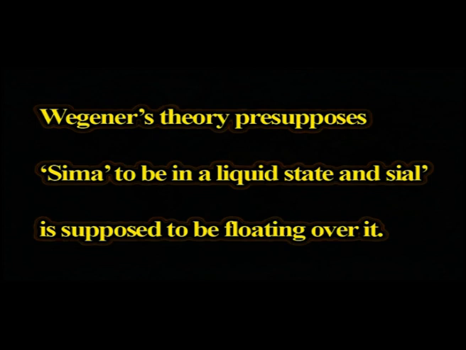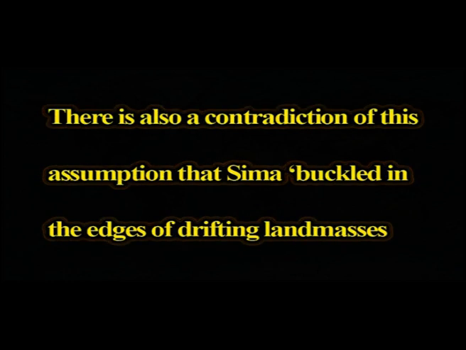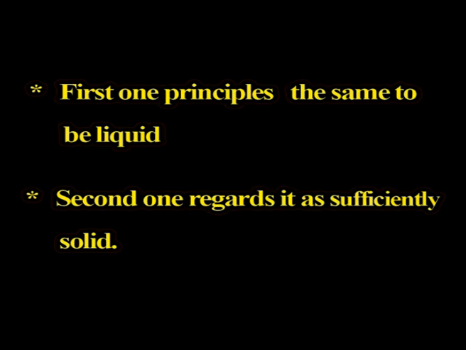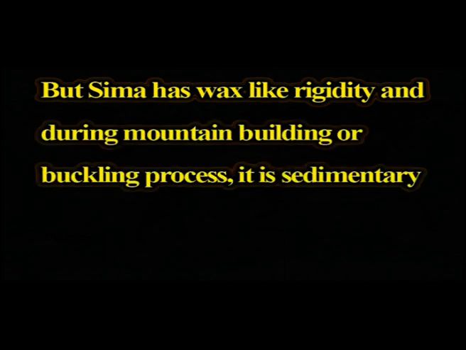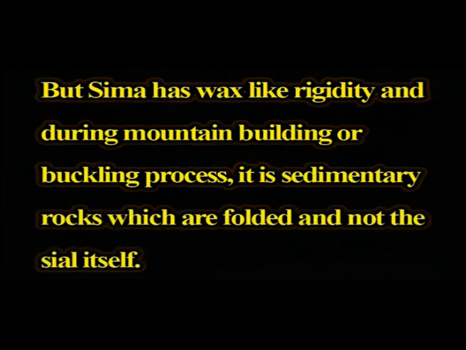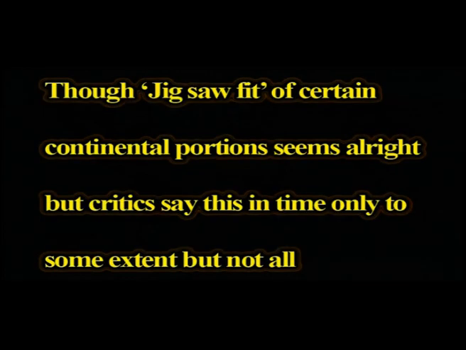The second argument against Wegener's theory of continental drift is that it presupposes SIMA to be in a liquid state and SIAL is supposed to be floating over it. There is also a contradiction of this assumption, that SIMA buckled at the edges of drifting land masses. These two positions are paradoxical because the first one presupposes SIMA to be liquid while the second one regards it as sufficiently solid. But SIMA has wax-like rigidity, and during the mountain building or buckling process it is sedimentary rocks which are folded and not the SIAL itself.